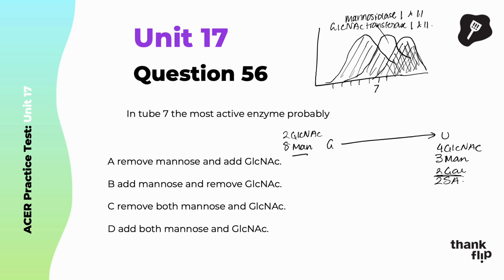So whichever kind of enzyme shares that name is likely the one that's going to be actually adding the thing on. So in this case, we start off with 8 mannose, and then we end up with 3 mannose. And so that means it's being removed. So the function of your mannosidase is likely that it's going to remove mannose, right? And we already figured out what transferase means from the previous question. So it's likely going to remove mannose and add our GLCNAC. So looking at our answer options here, answer option A matches this, and so that's the correct answer.